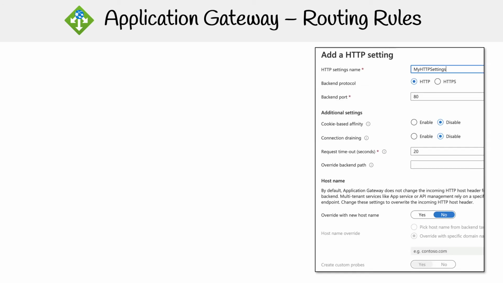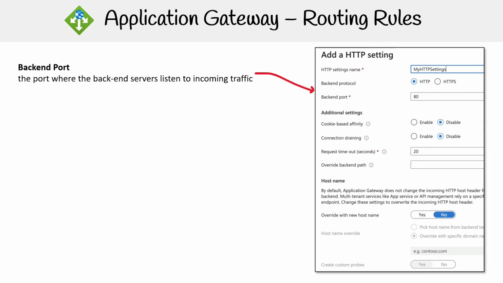So here are the actual options that we can configure for HTTP settings. So you have your backend port. So generally, it's either port 80 or 443. It just depends on where you're doing your SSL termination. But generally, if you need end-to-end encryption, it'll be 443, and if you are doing SSL termination at the load balancer, then it's 80.